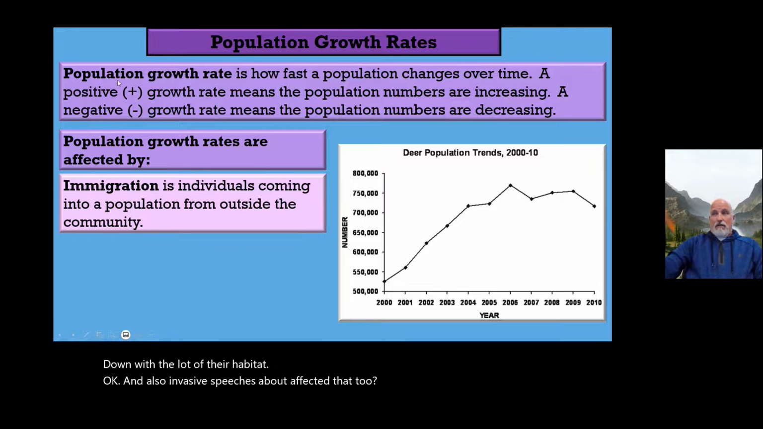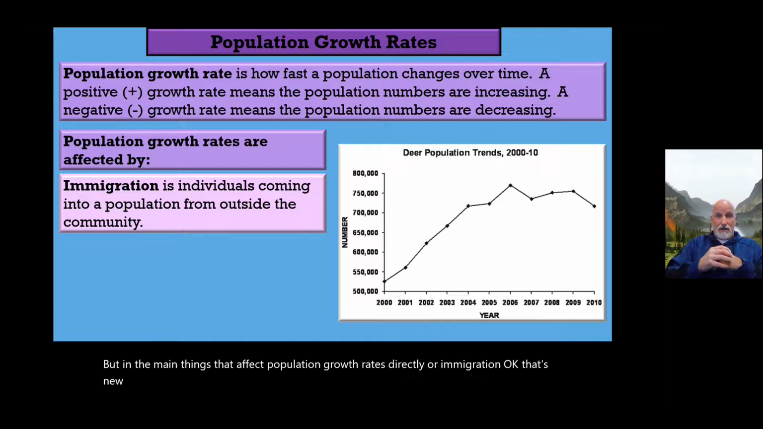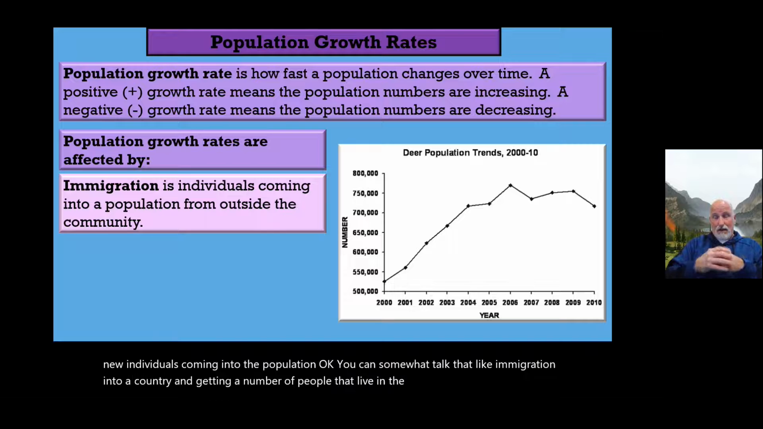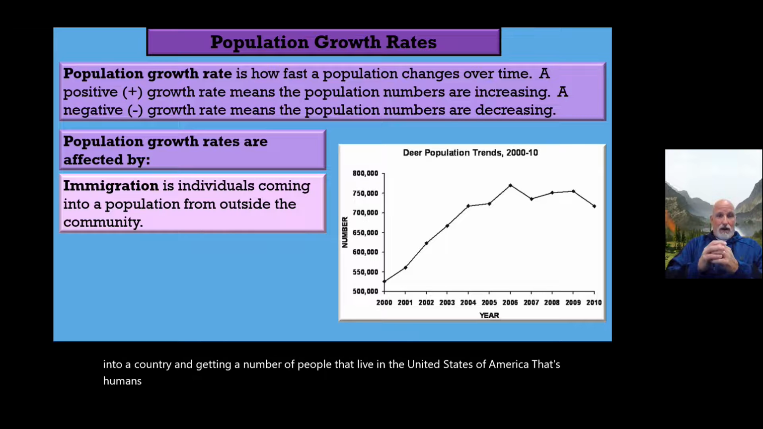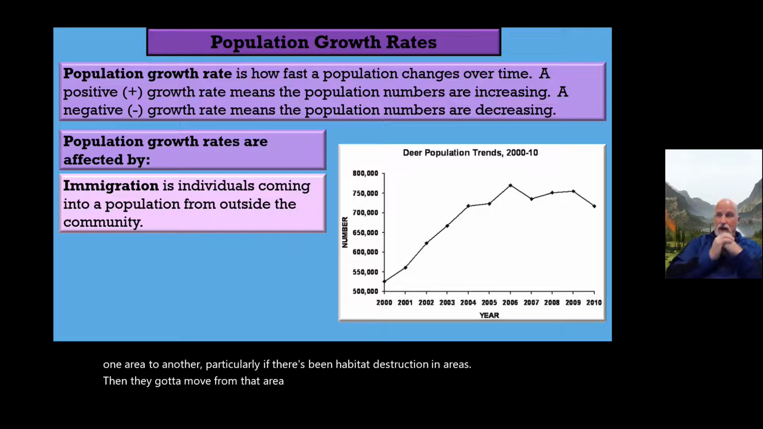Okay, but the main things that affect population growth rates directly are immigration. Okay, that's new individuals coming into the population. Okay, you can somewhat compare that to immigration into a country, and the number of people that live in the United States of America. Okay, that's humans. But you can also have that with populations of animals as they move from one area to another, particularly if there's been habitat destruction in areas. Then they have to move from that area to other areas. So they actually kind of immigrate from one point to another.